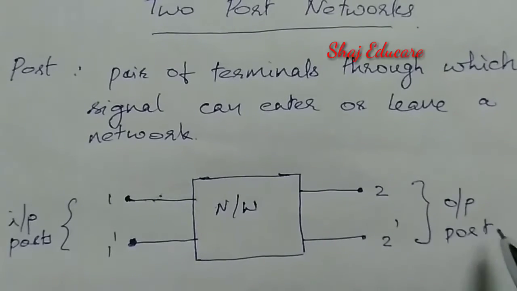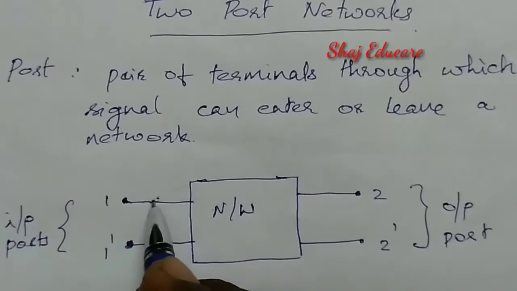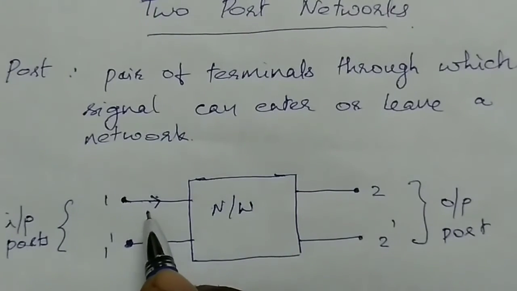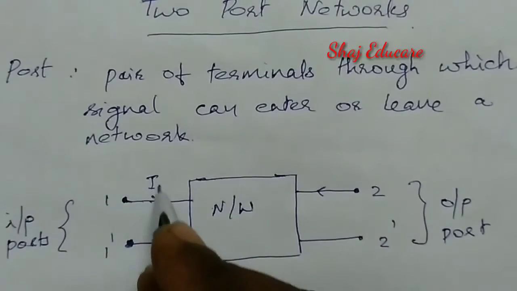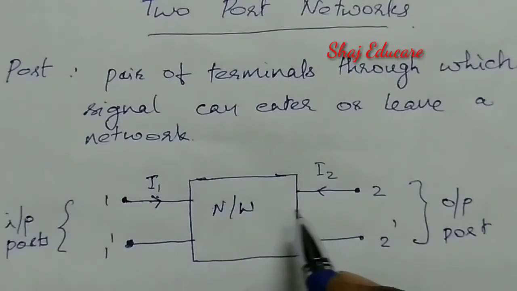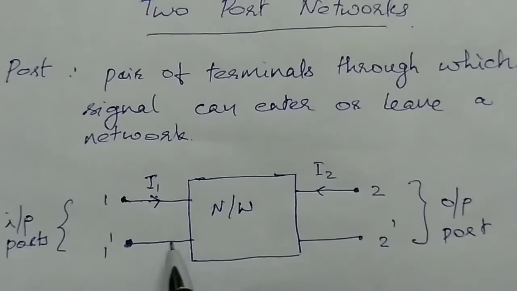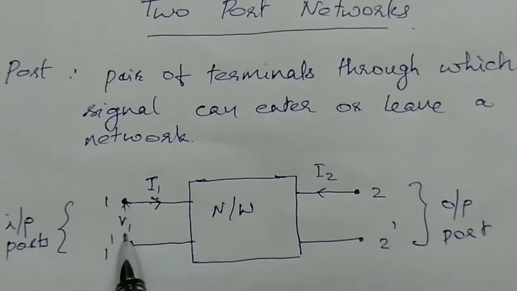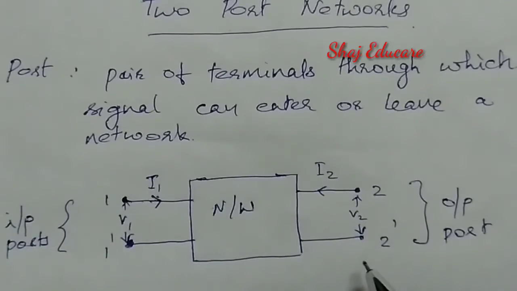But in the schematic diagram of a two-port network, it is assumed that the direction of current is flowing inward in both the input section and the output section also. So let us mark the currents here as I1 and I2. It is assumed that the currents I1 and I2 are flowing into the network. And let us denote the voltage across the input section as V1 and that across the output section as V2.